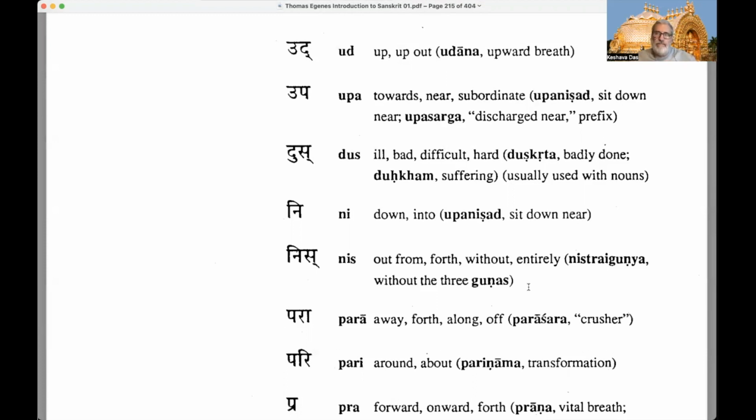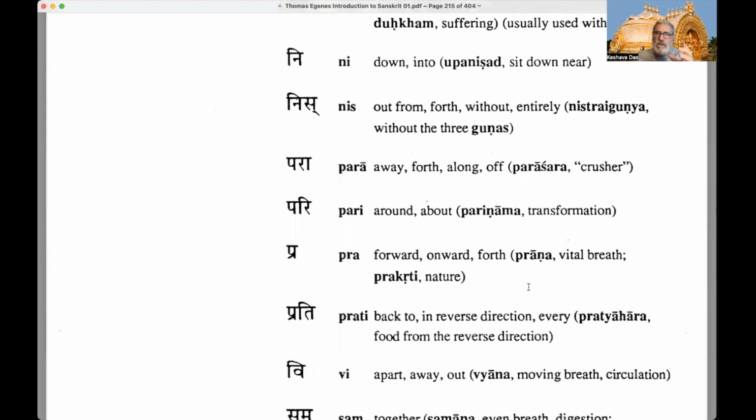So Upanishad. Okay. So then we have nish. Nish gives a sense of out from, forth, without, entirely. Nish trigunya. Trigunya is made up of things without the three gunas, or beyond the three modes of material nature. So gunya, it means the guna. Guna can mean rope, or it can also mean a mode of nature, a quality of nature. So beyond those three qualities, what are the qualities? Goodness, passion, ignorance. These are the three qualities: sattva, rajas, and tamas. Okay, so nish trigunya means beyond those or without those, right?